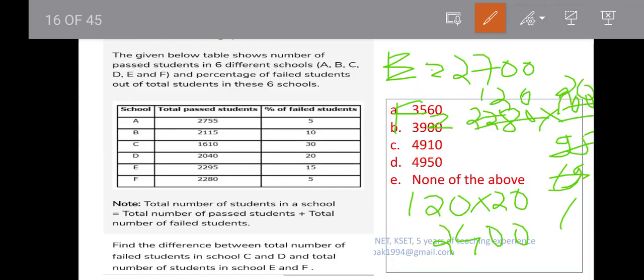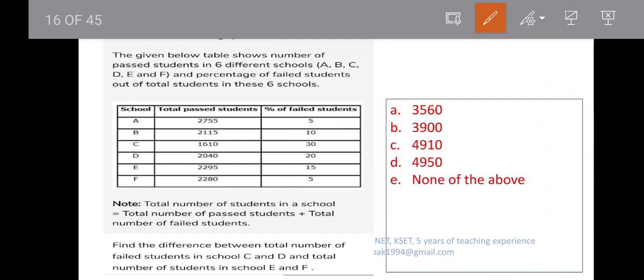E is 2700 and we are having 2400. The total will be 2400 plus 2700. How much will it be? It will become 5100. What is asked? What is the difference between these two, correct?